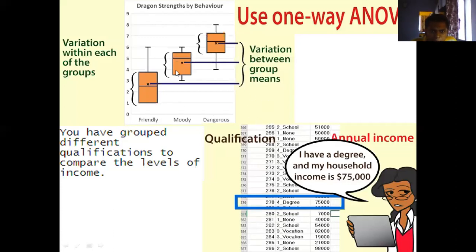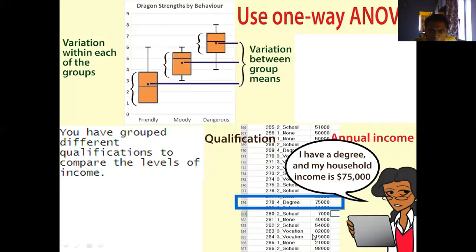Box plots are used here. But even if we do not know about box plots, we are still able to carry out or conduct one-way ANOVA. That's why I am not going into describing the box plots. Just take a look at this example.